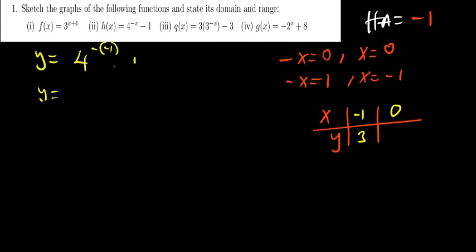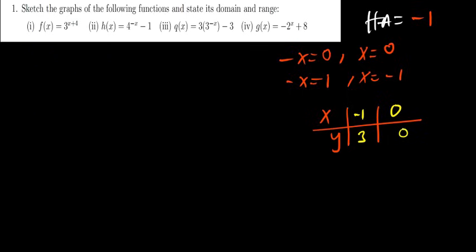What if we put 0? If we put 0, it's going to be 0 times negative 1, which is just 0. So y will be equal to 4 to the power 0 minus 1. 4 to the power 0 is 1, minus 1 is 0. So that becomes 0.